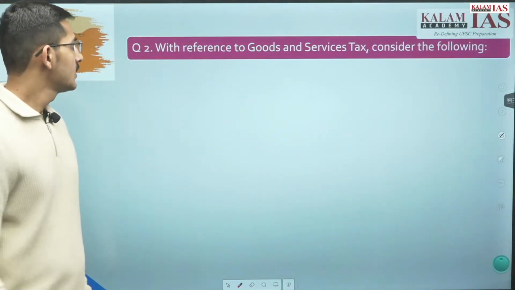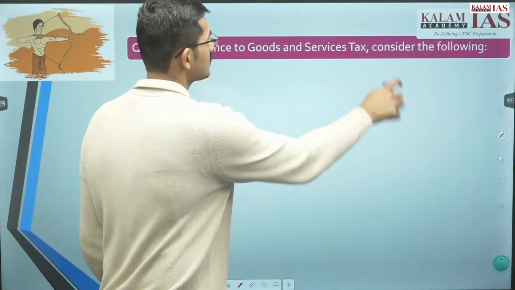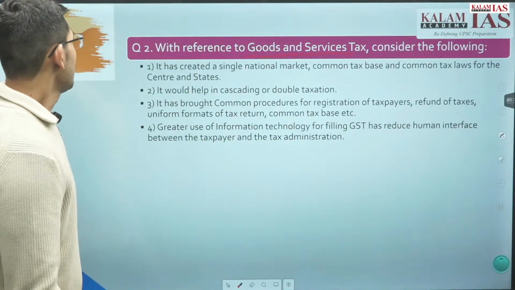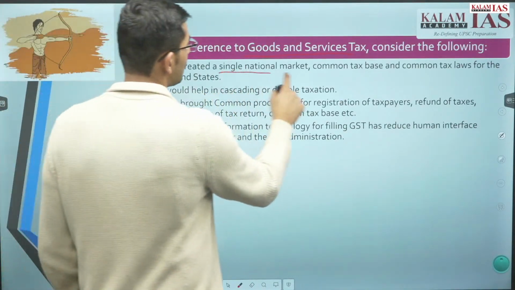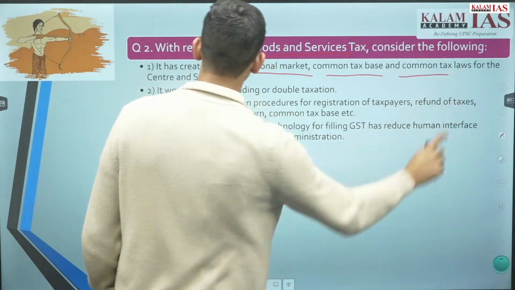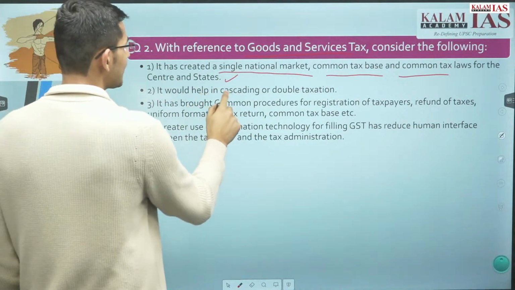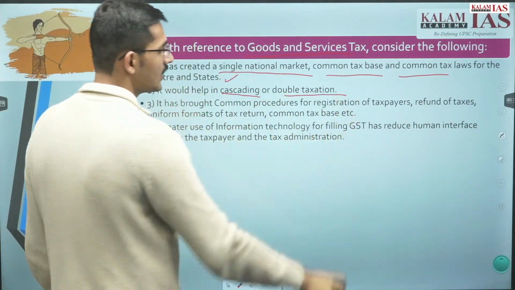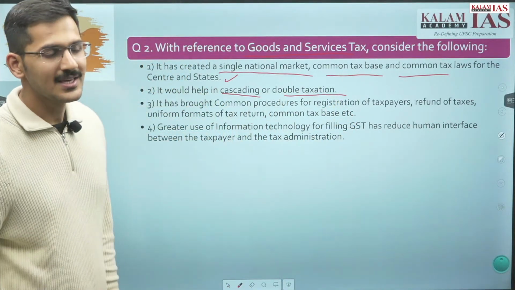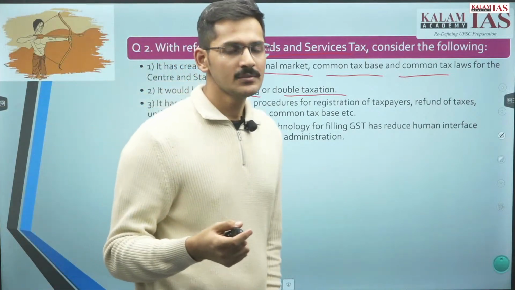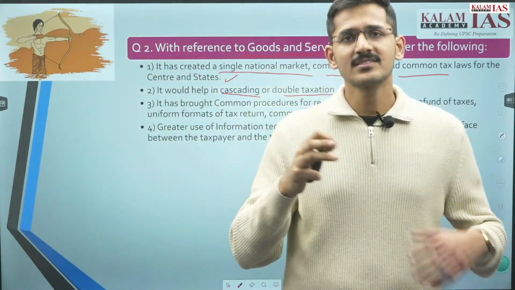Next question is, with reference to GST, consider the following. It has created a single national market, common tax base and common tax laws for the Center and the states. This statement is correct. It would help in cascading and double taxation. Now cascading, what do you understand by cascading? Cascading is basically when there is tax on the taxes.